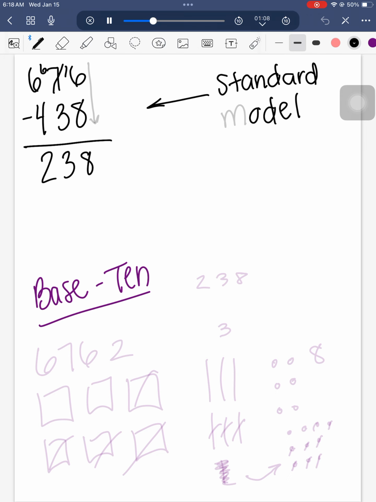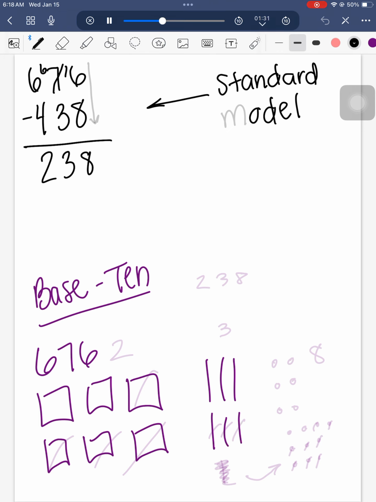Our next method is also the same, only this time you're just drawing out the number that you're starting with. So you would be drawing out 676. You are taking away 438. So I need to draw out my 600s. Remember, these are going to be bigger squares. I'm going to draw out my 7 tens, and then I'm going to draw out my 6 ones. Ones are always drawn as circles so you can differentiate the two, because otherwise you would draw them as squares, and then they might get a little bit confused. That's why the size is important.